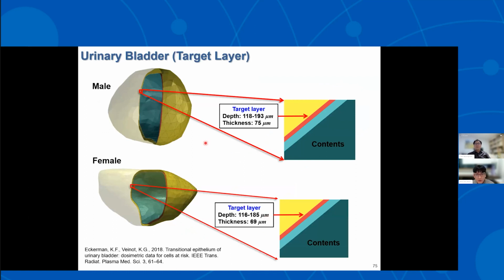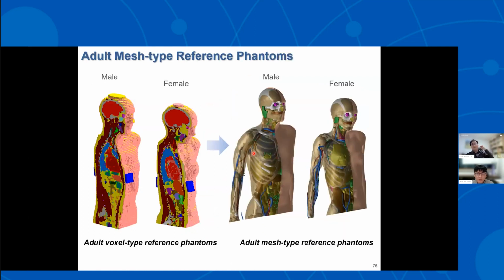And in the urinary bladder, the basal cells of the epithelium are believed to be a relevant target cell at radiogenic risk. Accordingly, the urinary bladder target layer was also included in the mesh phantom by simply using the offset function. So as a result of the development procedure I have explained, the adult mesh-type reference phantoms were born to address the limitations of the adult voxel-type reference phantoms.